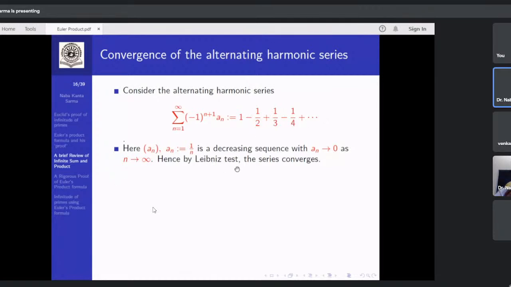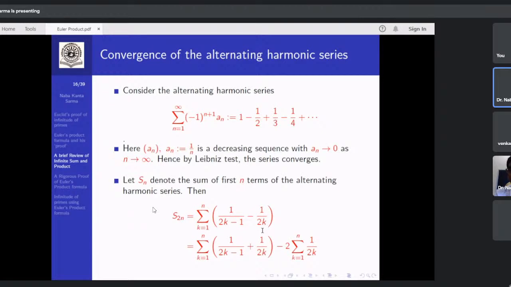So due to a famous test by Leibniz, this series converges. You must have seen the Leibniz test; it applies to alternating series. The terms should gradually decrease and the nth term should go to 0. In that case, we say that the series converges. So the alternating harmonic series converges. Let us try to find the sum of the series if we can.